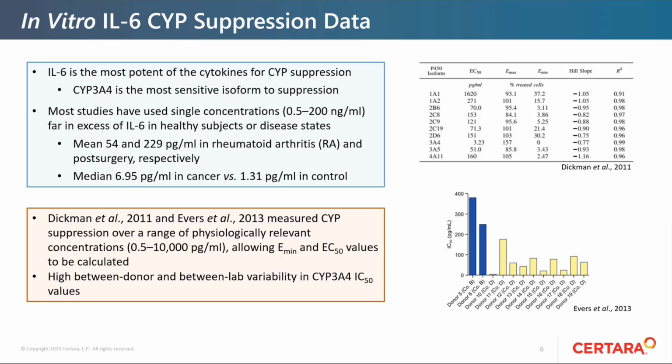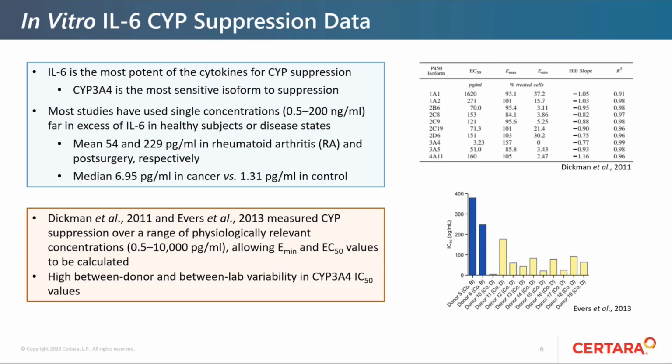And there's also data reported for cancer patients. You can see the number is even lower. But I do want to highlight 2 studies, the Dickman et al. and Evers et al. These are the 2 studies that actually use physiologically relevant concentrations over the range of 0.5 to 10,000 picogram per mil. And this allows us to calculate EMIN and EC50 values, and it's shown on the top right table there.